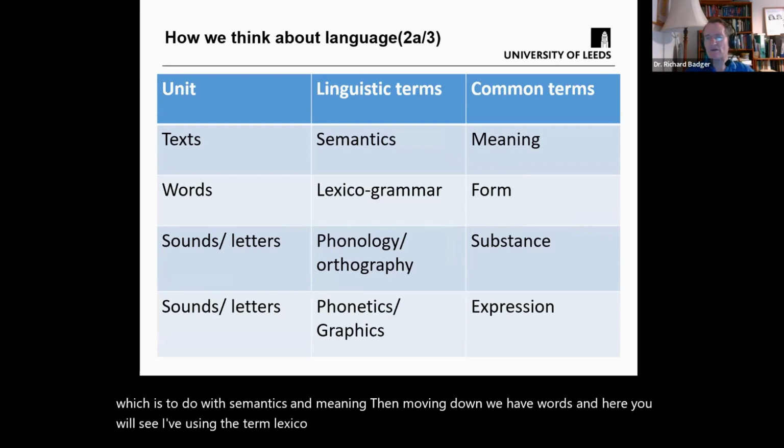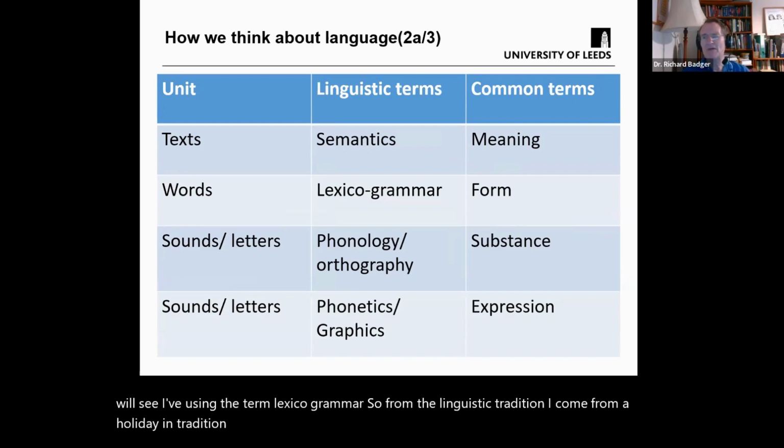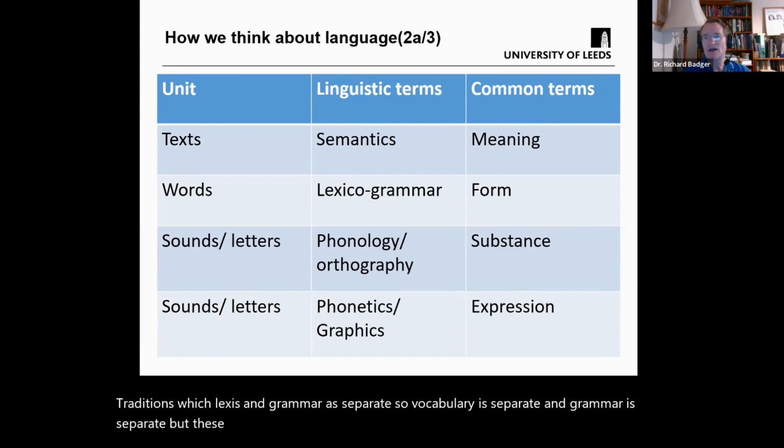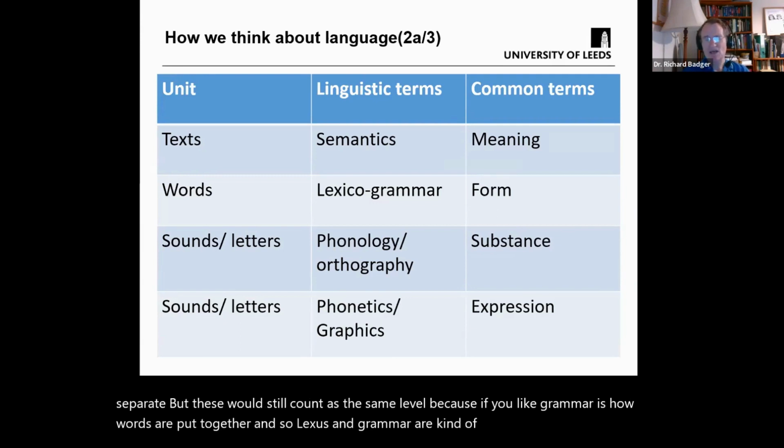From the linguistic tradition I come from, a Hallidayan tradition, lexis and grammar are not treated as separate bits, but many of you will come from traditions which see lexis and grammar as separate. So vocabulary is separate and grammar is separate, but these would still count as the same level, because grammar is how words are put together. And so lexis and grammar are fairly closely connected.